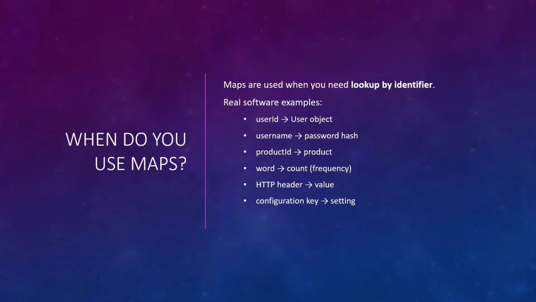So we want to know, when are we using these maps? Maps are pretty much used whenever you have to look up anything by an identifier, the identifier being a key. So let's say you have to map a user ID to a person or an object. During a logon, you have to map a username to a hashed password. And it's hashed because you're not going to have the real password in the database. That's a security risk. Product ID to a product, and so on and so forth.